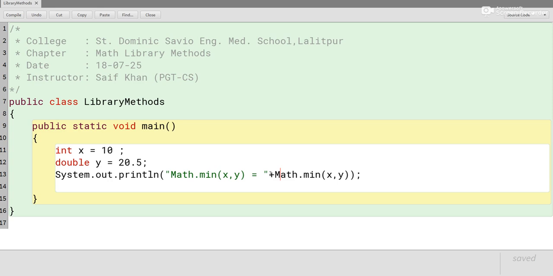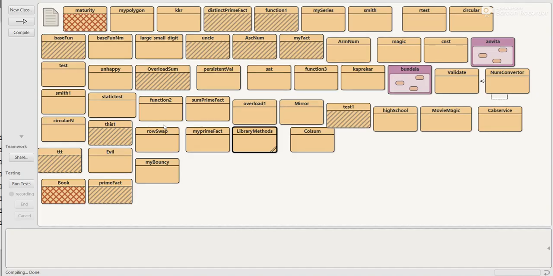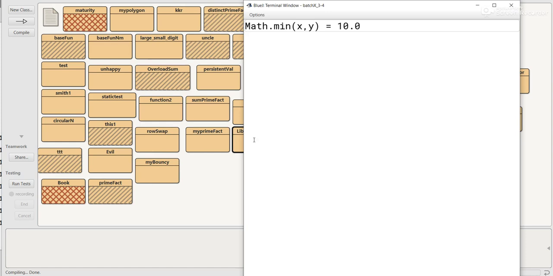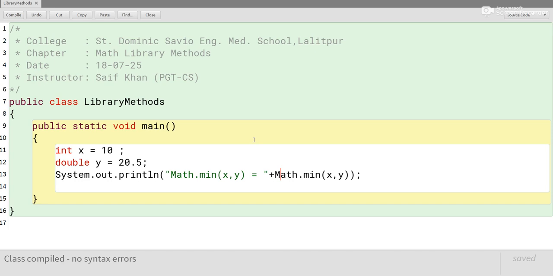I've just compiled the code. Now I'm running it. Now you see the output is 10.0. Why is it 10.0? The reason is that when any of the operands is of a higher type, the other values will be promoted to the available higher type. So the integer will be promoted to double. I hope it is clear to everybody.